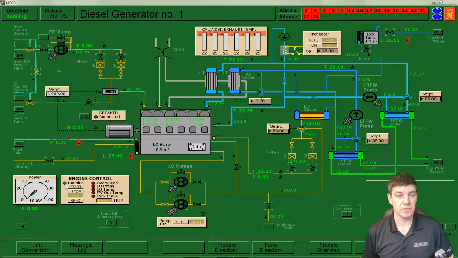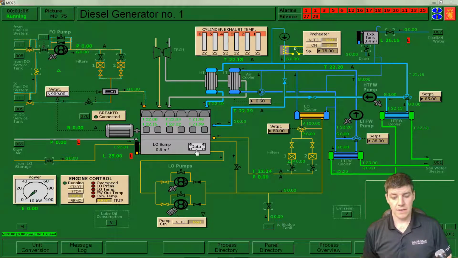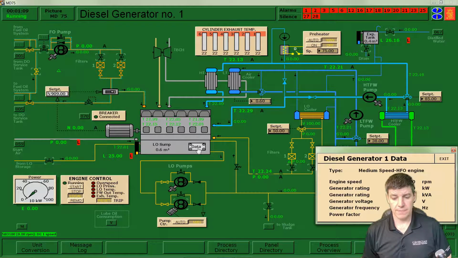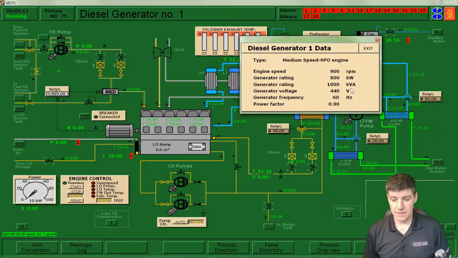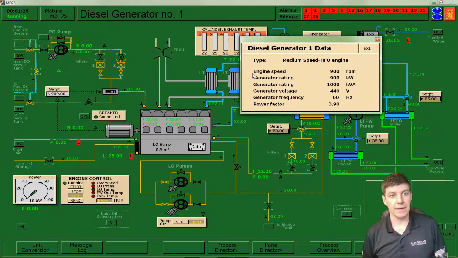But there are some other ways that I can tell if it's running or not, and one of them is to look at this N value here, which is my diesel generator speed. Right now it's at 0 RPM, rotations per minute, so it is not running. If I look at this data box here, I have a set of data on this generator, and we can see by looking at this line here, my engine speed is typically around 900 RPM. So that's its rated speed, and we would expect when this thing is running that it runs around 900 RPM.